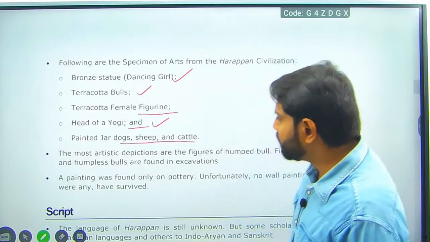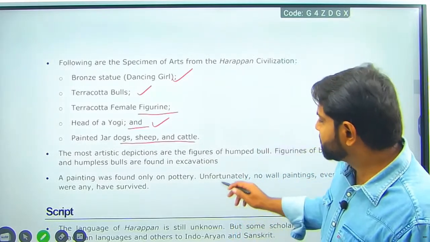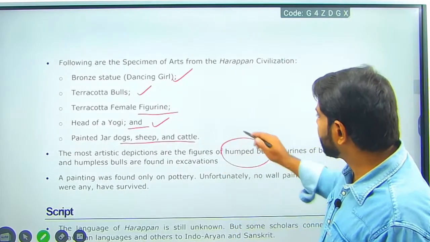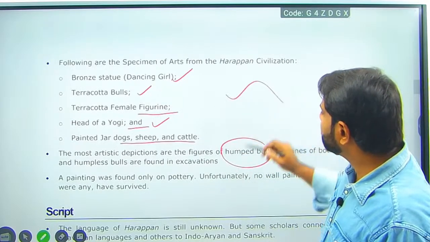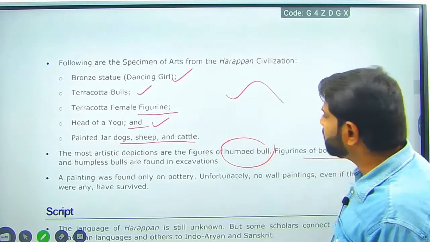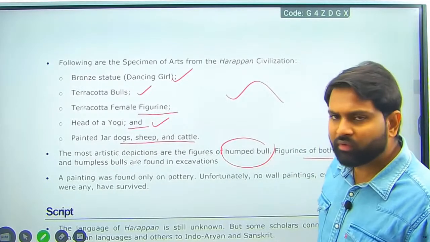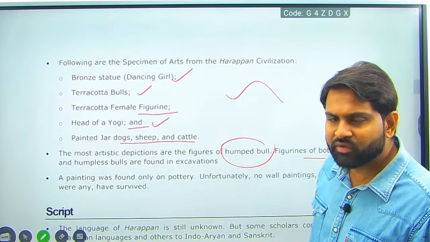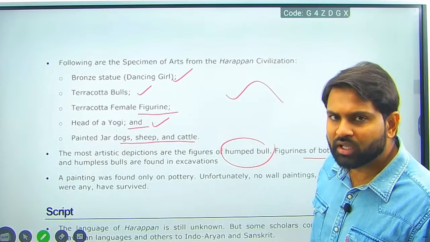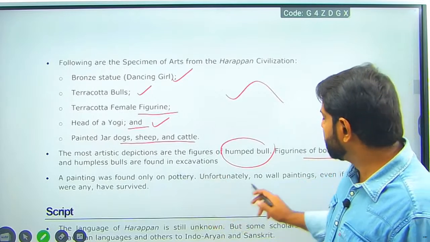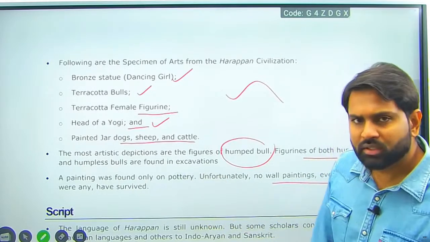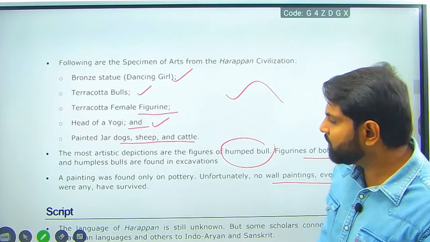The most artistic depictions are figurines of humped bull. So you can see the figurines of a humped bull. Figurines of both humped and humpless bulls are found in excavations. We spoke about bull culture even before. The painting was found only on pottery. Unfortunately, no wall paintings, right? No motifs found on walls.